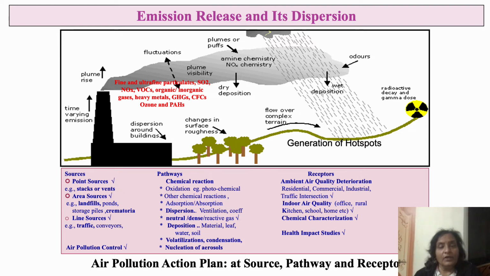All these things are taken into account as dispersion parameters for various sources, like point sources coming from stacks or vents, area sources from landfills, ponds or from combustion activities, storage piles, crematoria etc. For line sources it is traffic, conveyors etc. So all these sources, when they come out, pass through a pathway. In the pathway they undergo chemical reaction, dispersion, neutral or dense gas reaction, deposition, volatilization, condensation and nucleation of aerosols. This is the pathway activity, and then it goes to the receptor and settles down, deteriorating the residential, commercial and industrial infrastructure, traffic intersections, indoor air quality, chemical characterization changes, and health impact is also because of this receptor deposition.